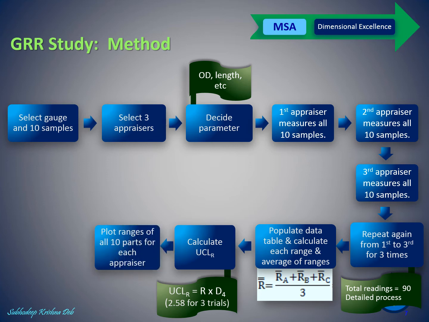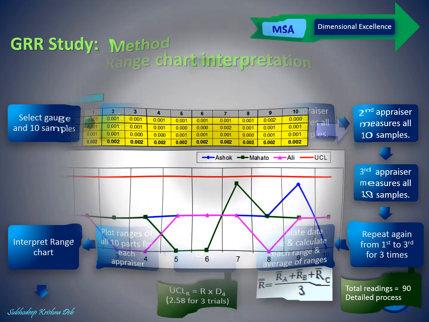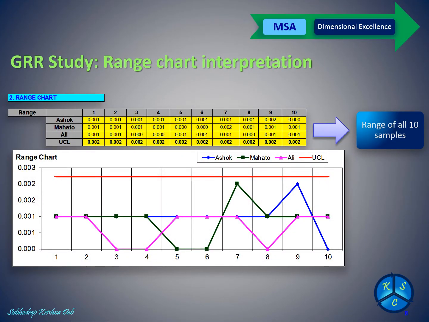Then we have to plot the ranges of the 10 parts of each appraiser in the range chart, and we have to interpret the range chart. How do we interpret it? Let us see. Now this is how the range chart looks. Here we are plotting the range of 3 appraisers determined by the 3 colors, the blue, the green and the pink. And this red line is the upper control limit that we calculated in the last slide. So for 10 samples, 1 to 10, all the ranges of different appraisers are plotted in this graph.